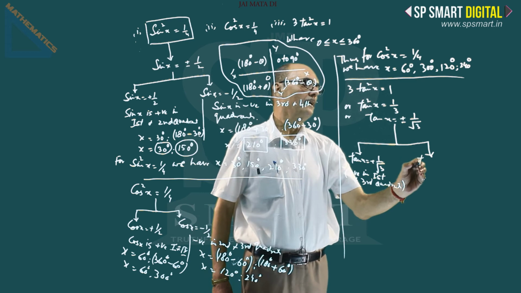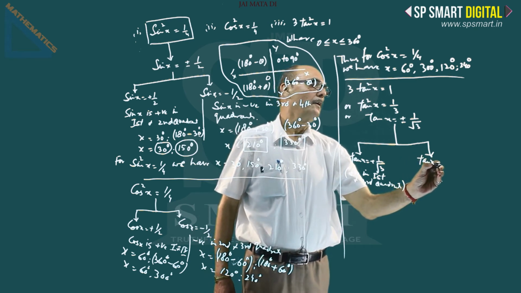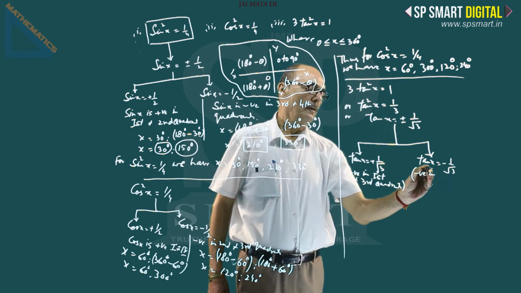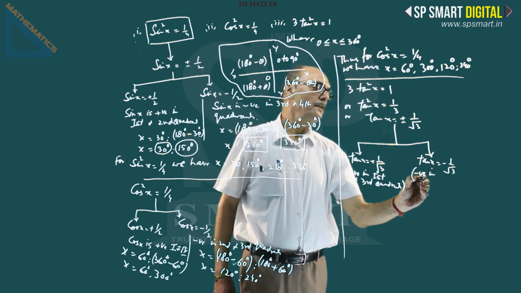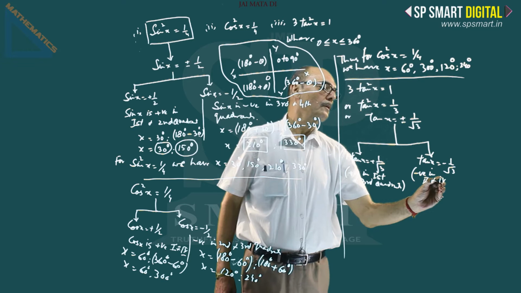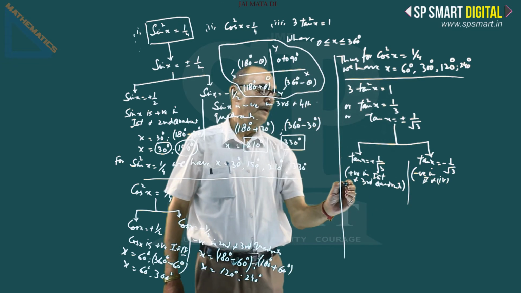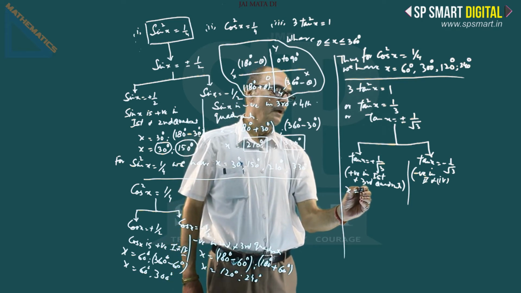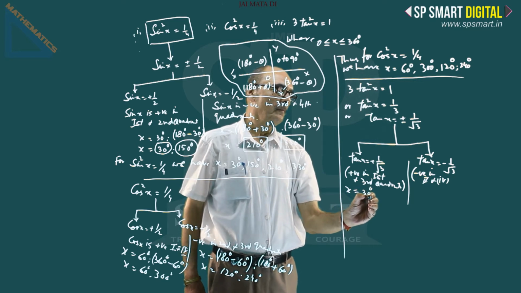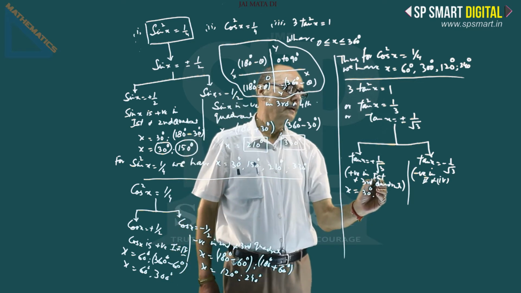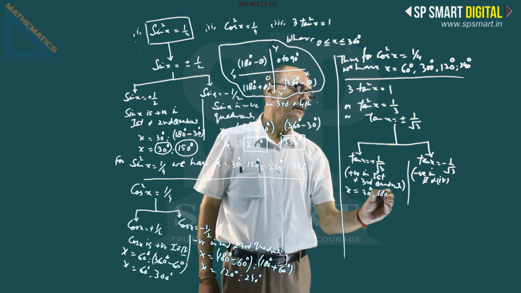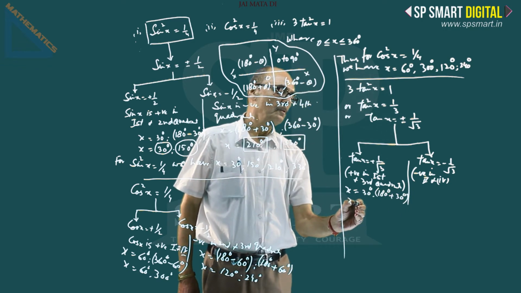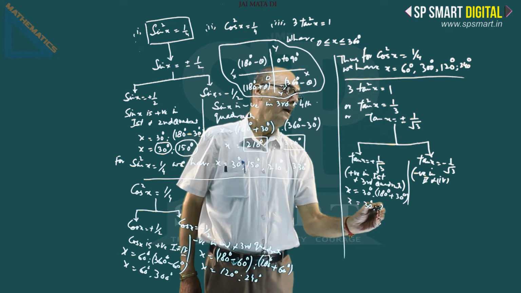So, tan x is negative in second and fourth quadrants. Therefore, x in the first quadrant is 30 degrees, and in the third quadrant it is 180 degrees plus 30 degrees, that is, x equal to 30 degrees and 210.